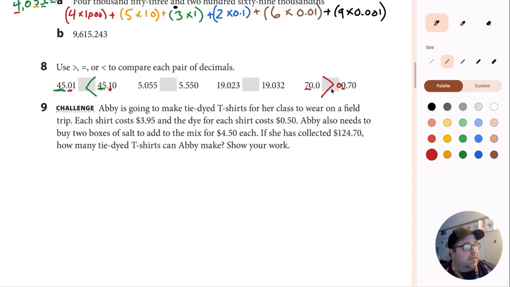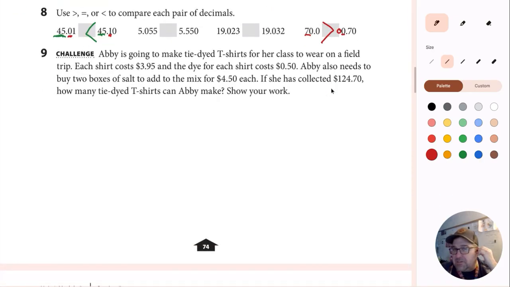Okay. Next, we get up to a challenge. Again, we talked about in class, this isn't really that big of a challenge. Just think about what we're doing here. All right, Abby's going to make some tie-dye t-shirts for her class to wear on a field trip. Each shirt costs $3.95, and the dye for each shirt costs 50 cents. Abby also needs to buy 2 boxes of salt to add to the mix for $4.50. So she collected $124.70. How many tie-dye shirts can Abby make?